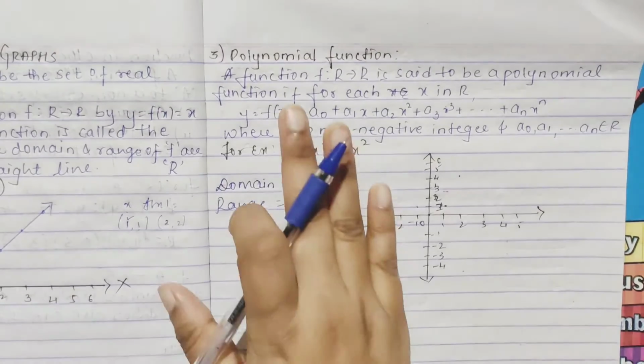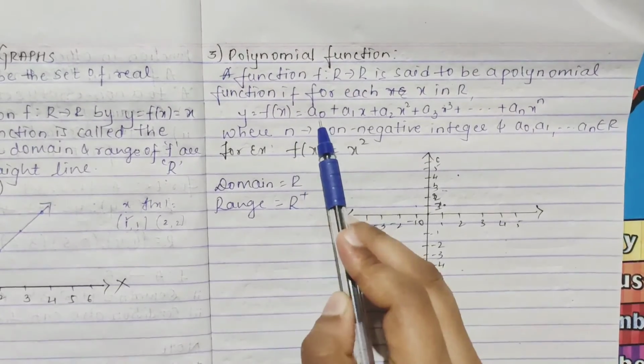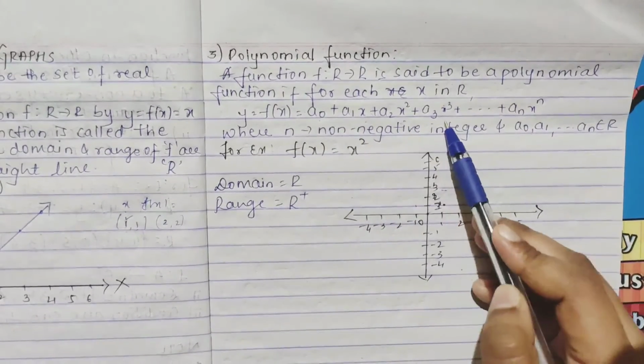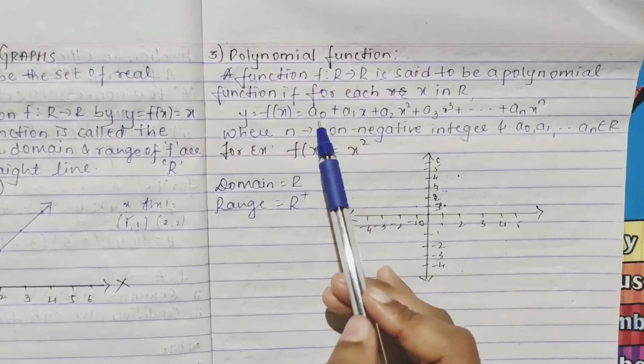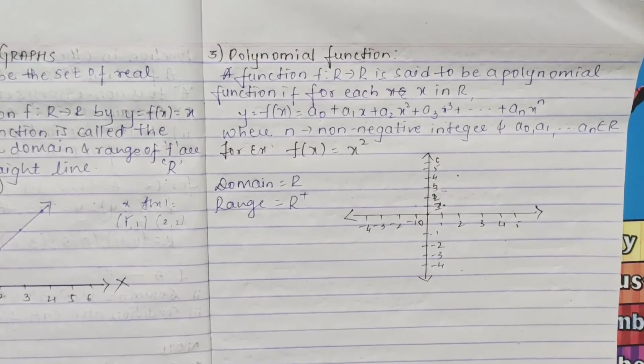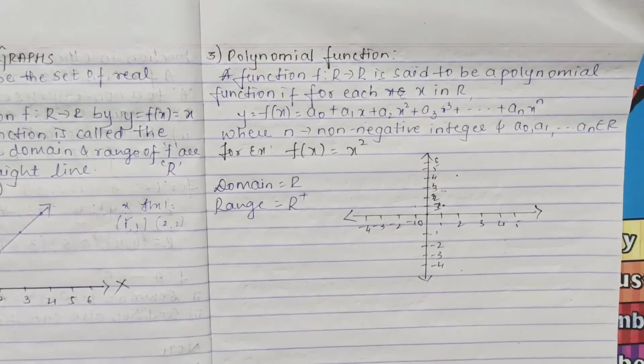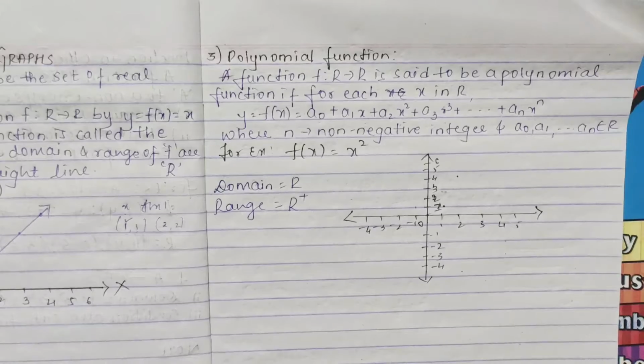So next is your polynomial function. Everyone knows what a polynomial function means. It is defined as a0 plus a1x plus a2x square plus a3x cube, and so on up to the nth term, where n is a non-negative integer and a0, a1 all belong to real numbers. Real numbers include both positive and negative. A polynomial doesn't have a fixed graph, because a polynomial function can be anything.